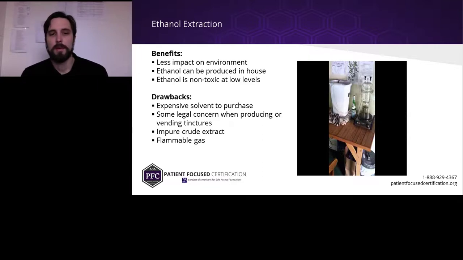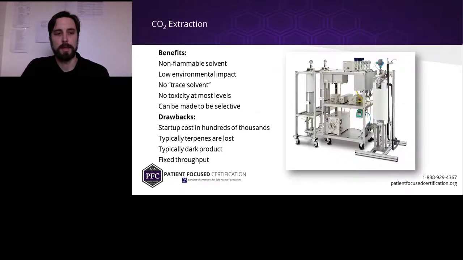Now, ethanol extraction has been used for a long time by botanists and other people to make tinctures. And actually, the licensed pharmaceutical known as Sativex is an ethanolic preparation. It starts off as a CO2 extract, but is ultimately dissolved in ethanol. Now, the drawback to ethanol is that it can be very expensive to purchase. There are legal concerns when producing or selling tinctures, but just using ethanol by itself will produce an impure crude extract, and it's also a flammable gas, so there's extra precautions you may want to take.